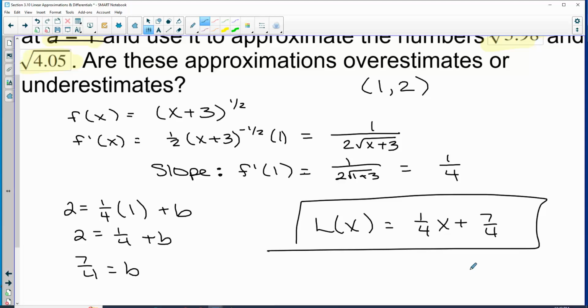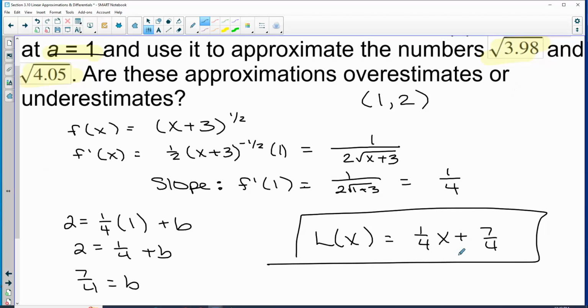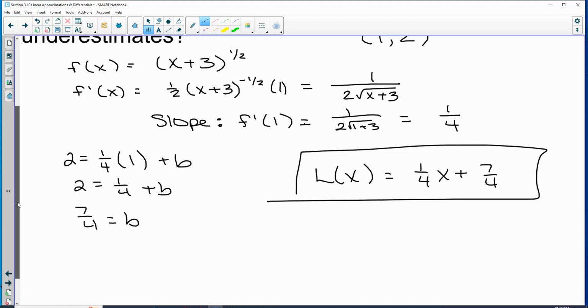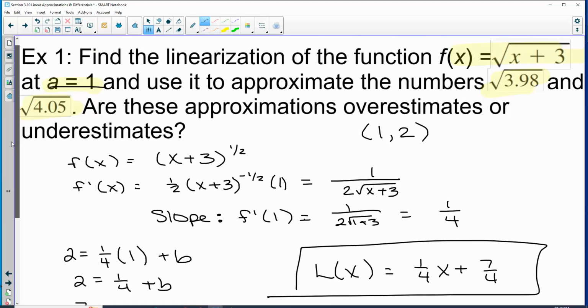So would it be easier to plug numbers into a square root or to a line? Definitely a line. So this would be used to approximate. This kind of strategy was used back before calculators were quite so prevalent, because you don't really need it if you have a calculator, but for more complex things, this would work. So now I want to use it to approximate the square root of 3.98.